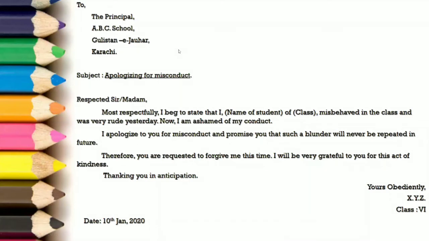I have written the application here. See, I have written the top part like this: to the principal, comma, ABC school, comma, Gulistane Johar, comma, in Karachi. Then after this, I have left one line. You can notice space here. You can notice space after Karachi.